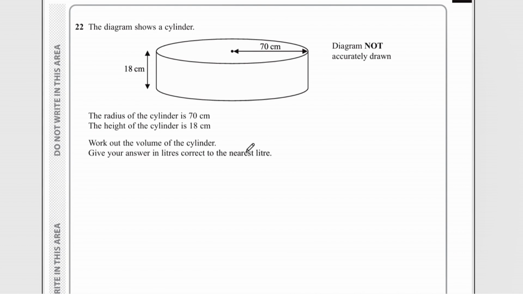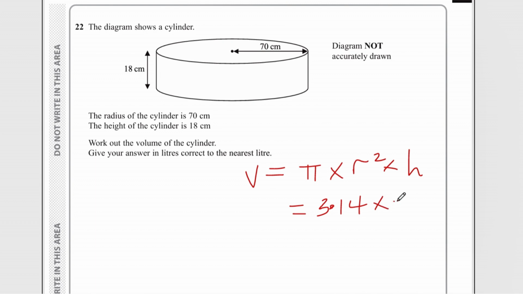Okay, let's come to this question. We have a cylinder. The radius is 70, the height is 18. And then they say work out the volume. So volume of a cylinder is pi r squared h. Pi times radius squared times height. So pi is always 3.14, and then radius is 70. You can see from the center to the circumference. So 70 times 70 times the height, which is 18.